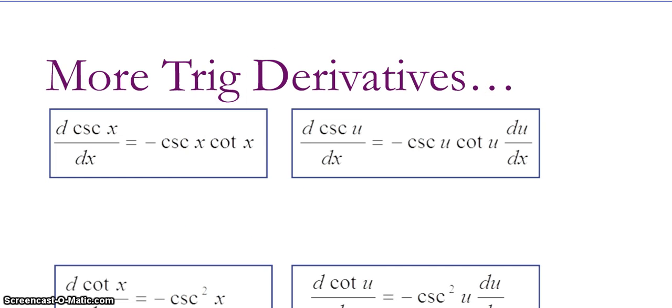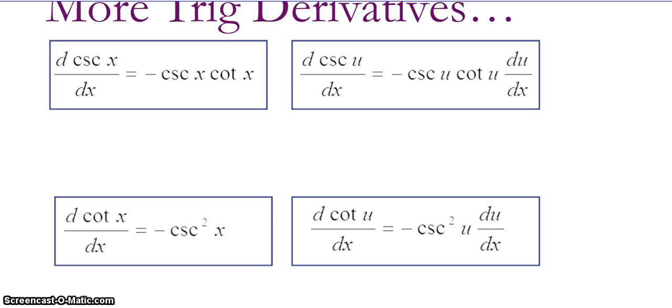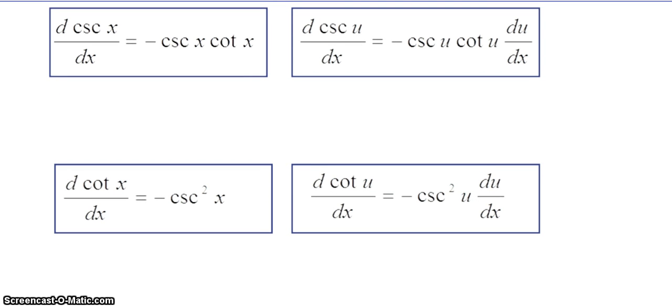Okay, so some other trig derivatives. We're not going to go through the proofs of these. You can do that on your own if you want. It's the same idea as what we did for tangent and secant to find the derivative of cosecant and cotangent. So the derivative of cosecant is going to be negative cosecant of x times cotangent of x. I'm sure you can picture how that happens based on how we got the derivative of secant of x to be secant of x tangent of x.